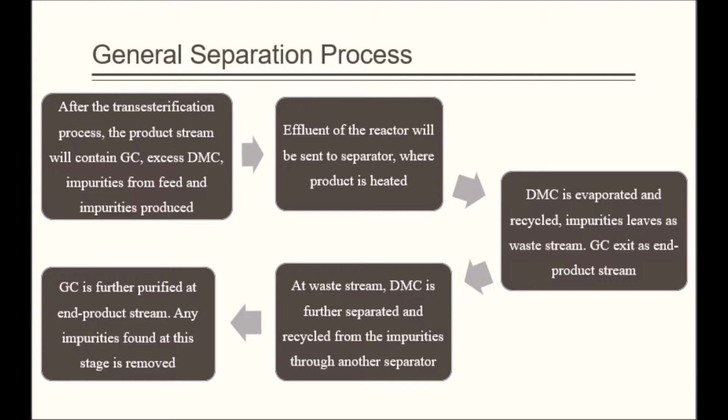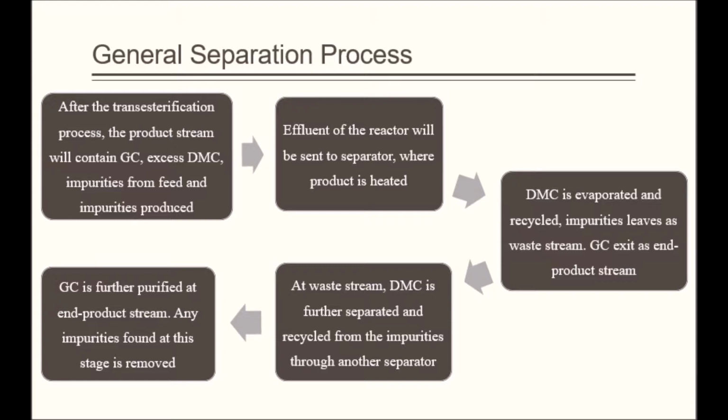The effluent of the reactor will be sent to the separator, such as a flash pressure vessel, where glycerol carbonate as a product will be separated from the impurities. In the separator, the inlet will be heated. The heat is directed from the furnace to further heat the DMC up to the boiling point, so that DMC will be evaporated promptly after entering the separator.